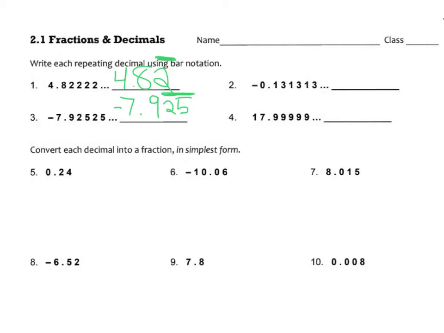Alright, now you try numbers 2 and 4. Alright, did you get the same answers as me? So for the first one, the 1 and the 3 are repeating. And for number 4, only the 9 is repeating.